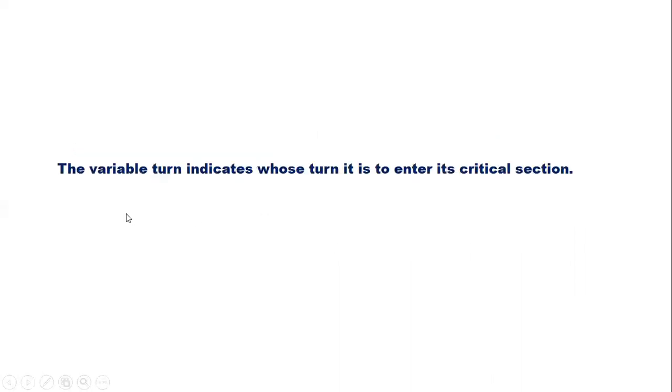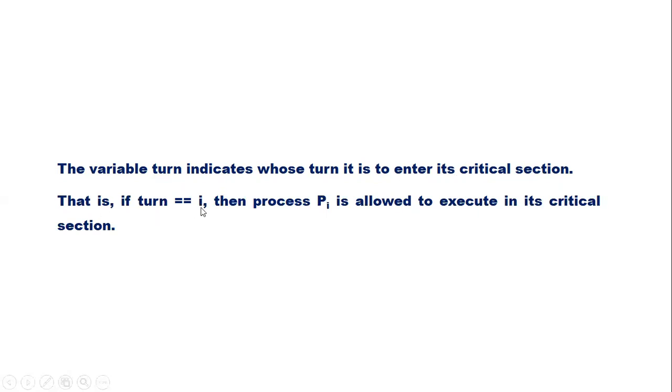Peterson's solution requires the two processes to share two variables: turn, an integer variable, and flag, a Boolean array. The variable turn indicates whose turn it is to enter its critical section. That is, if turn equal to i, then process Pi is allowed to enter its critical section. On the other hand, if turn is equal to j, then process Pj is allowed to execute its critical section.